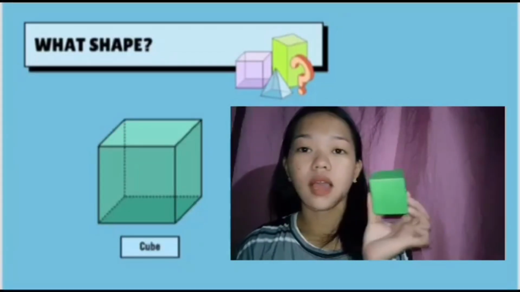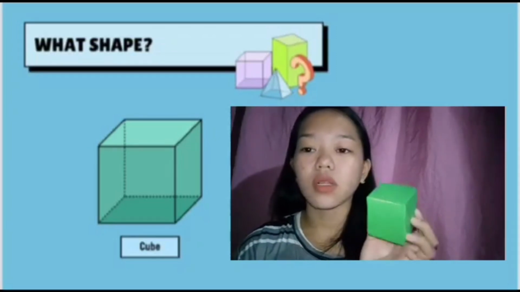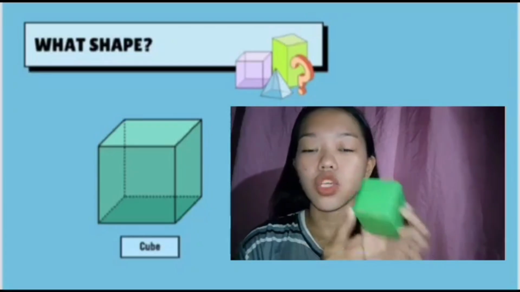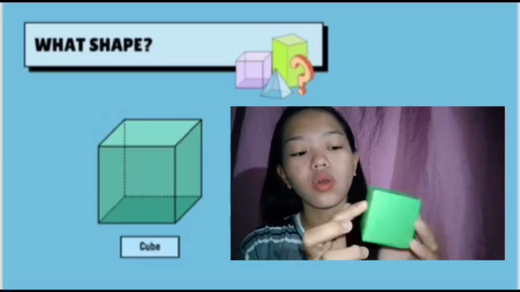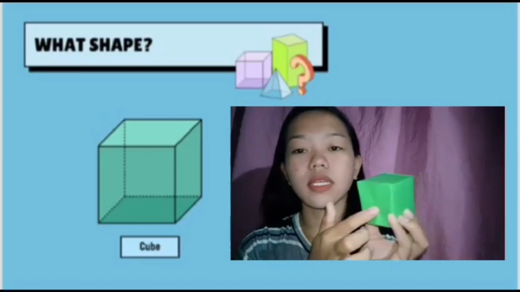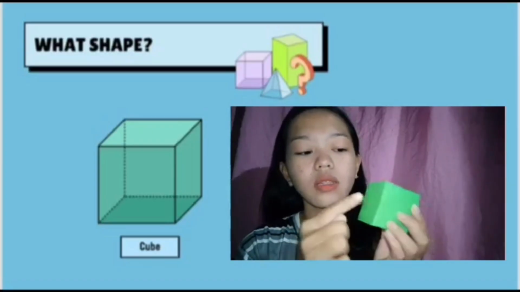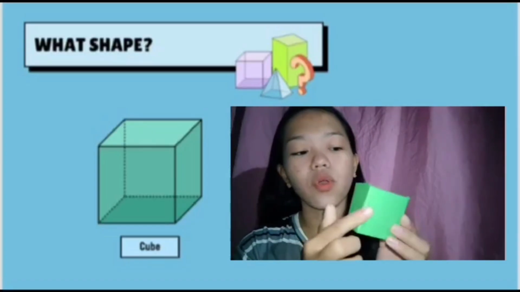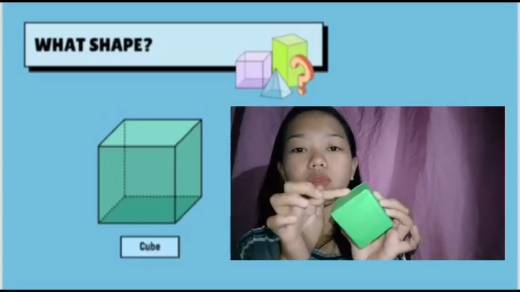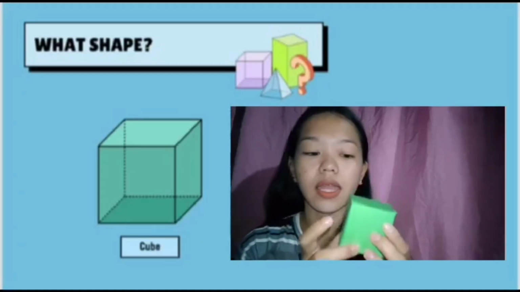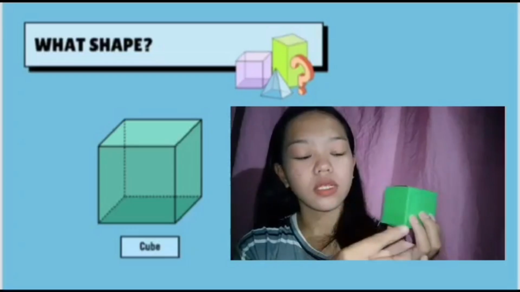So next is ang cube. So ang cube is a 3D shape with 6 equal square faces. Then ang cube naa siyay 6 faces, which is kani 1, 2, 3, 4, 5, and 6. And then naa siyay edges nga 12, which is kani 1, 2, 3, 4, 5, 6, 7, 8, 9, 10, 11, 12. And naa siyay vertices nga 8, which is kani 1, 2, 3, 4, 5, 6, 7, 8.